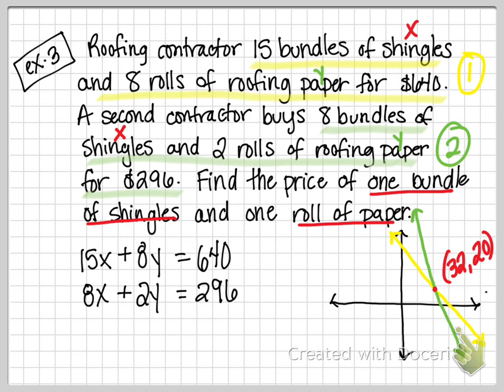Well, we go back to what our labels were. We said that X represented bundles of shingles. So for 1 bundle of shingles, or X, we look at our X coordinate, which is 32. So shingles cost $32 per bundle. And then we look at our y coordinate, and we said y is going to represent the roofing paper. So the roofing paper then, since our coordinate is 20, costs $20 per roll.